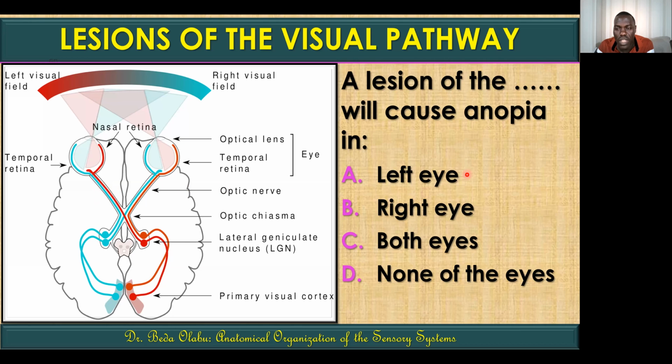Will I lose vision in the left eye? Will I lose vision in the right eye? Will I lose vision in both eyes, or will I not lose vision? I want you to answer that in the chat. You just write whether A, B, C, or D. So the level of injury here is the optic nerve. We are injuring the left optic nerve.